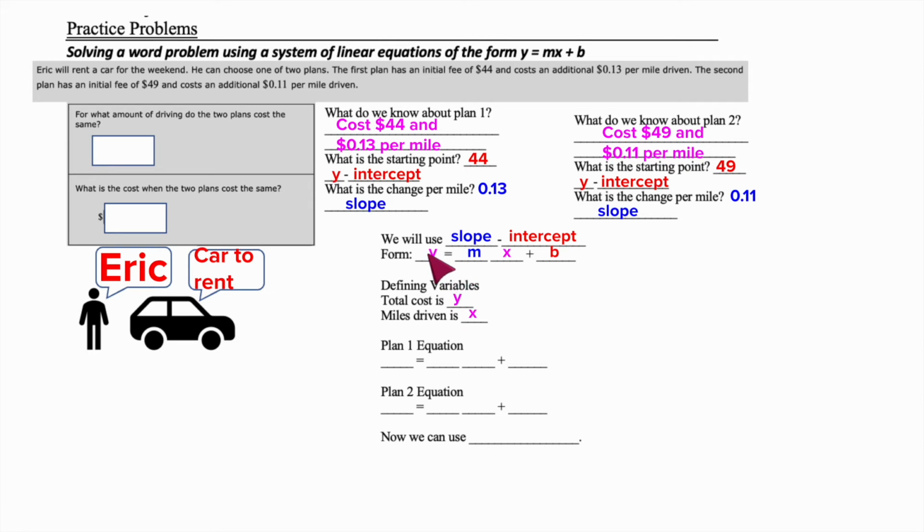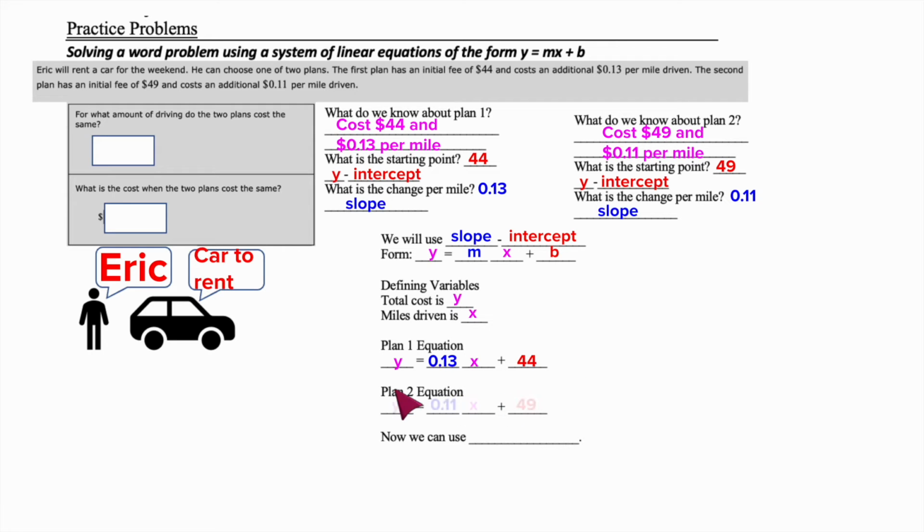And you can always change these variables. There's no reason I had to use x and y. I just left it that way so that it looks like our slope-intercept form. So plan one, the equation is going to be y equals m, that's our slope, that's our change per mile. Per is a multiplication word, so I know I'm multiplying 13 by x. Every single mile is an extra 13 cents. And then I'm going to add that $44 because no matter what, even if he didn't drive a single mile, he has to pay that $44 if he agrees to rent this car or use this plan.